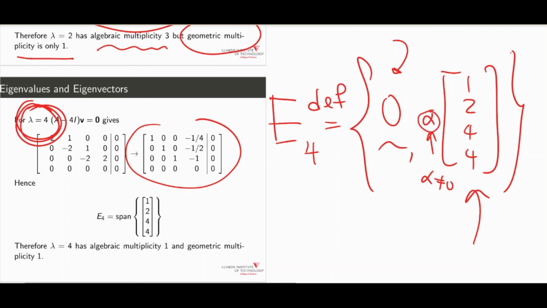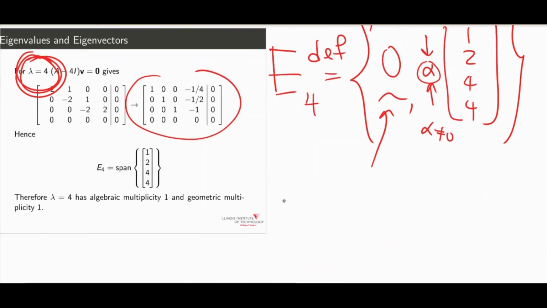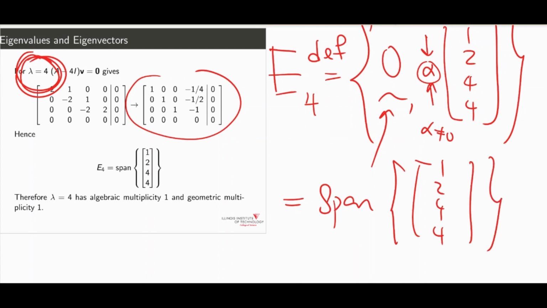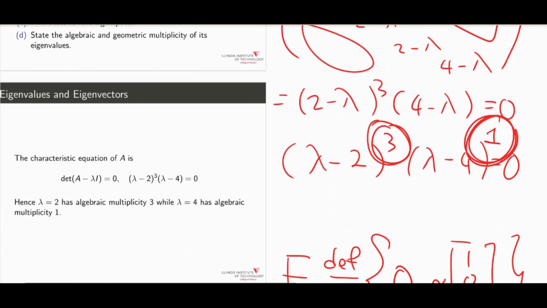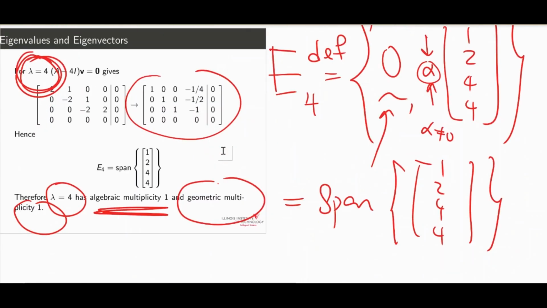This multiple here cannot be 0, because eigenvectors are not supposed to be 0. So this alpha here is a non-zero number. But together with the zero vector that we artificially insert into that set, your E4 is the span of (1, 2, 4, 4), which means your E4 is of dimension 1, so the geometric multiplicity is 1 for lambda equal to 4. The algebraic multiplicity is also 1, because if you go back to the computation, you see that the algebraic multiplicity is 1 and the geometric multiplicity is also 1.